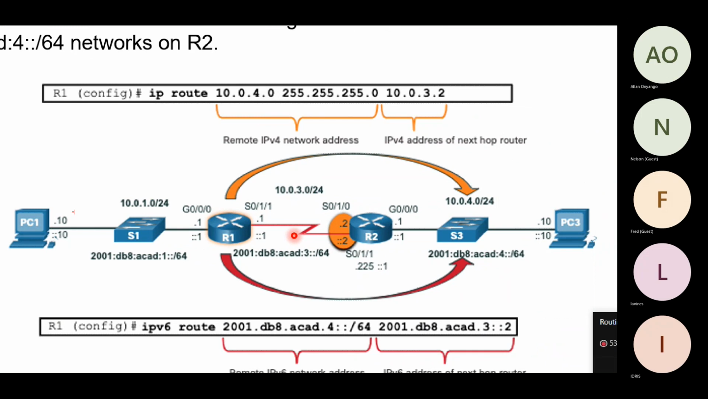In this diagram, R1 is directly connected to network 10.0.1.0. That's how we read the networks, and that is the name of that network. And R1 is also directly connected to the 10.0.3.0/24 network. R2 is sharing the same network of 10.0.3.0/24. And R2 is directly connected to 10.0.4.0/24. So it is important to note that R1 has only one remote network, which is this network here. And R2 also has only one remote network, which is this one here.